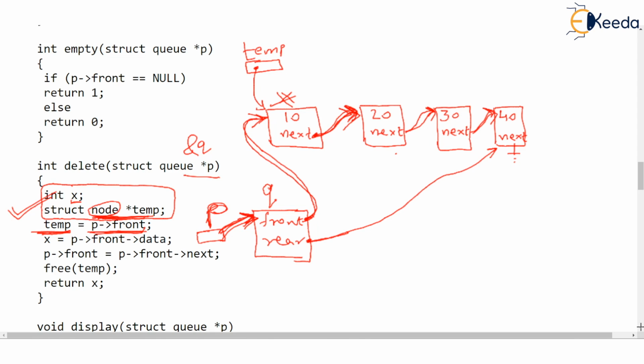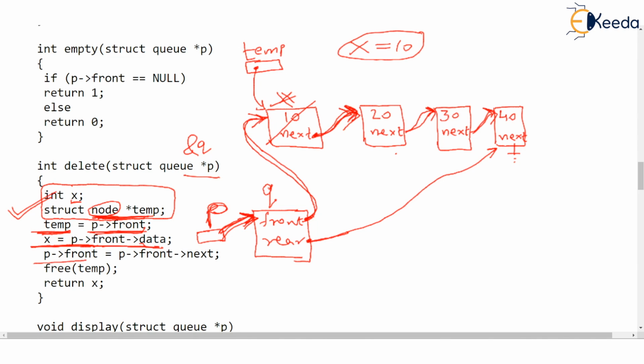Now what? Obviously we want to delete this 10, or rather this node, because it is frontmost. So what we will do is we'll ask x, check this line I am underlining. X is an integer variable to store data at that node. So P arrow front arrow data is 10. So x, which is another local variable, stores the value 10 so that we can return this value back to main.